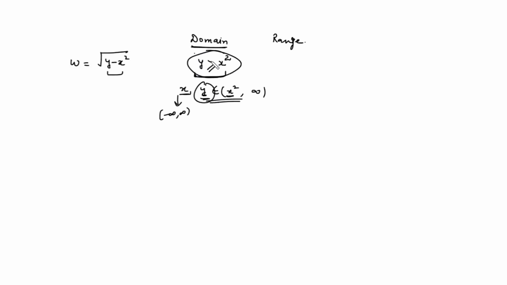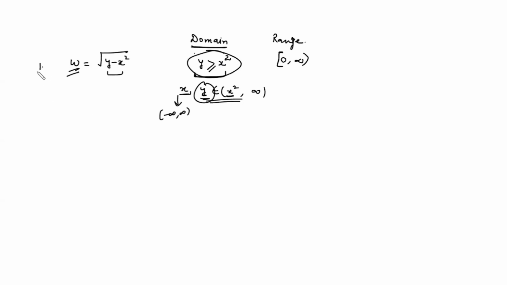Your domain set is the set for which your function is defined, and here I'm taking real numbers only, so it should be real numbers. What will be the range set? What are the images? Where will the values of w vary from and to? 0 to infinity, including 0 also, because when your y is the same as x square, it will be 0. So this is your range set.